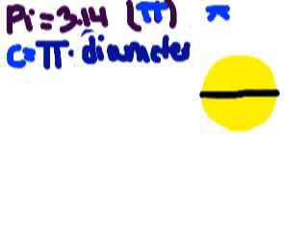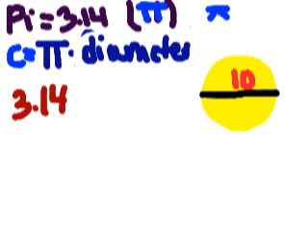Let's suppose that the diameter equals 10. 10 seems like a big number, but there's actually a trick for the tens and all of its factors. So it's just going to be basically 3.14 times 10.